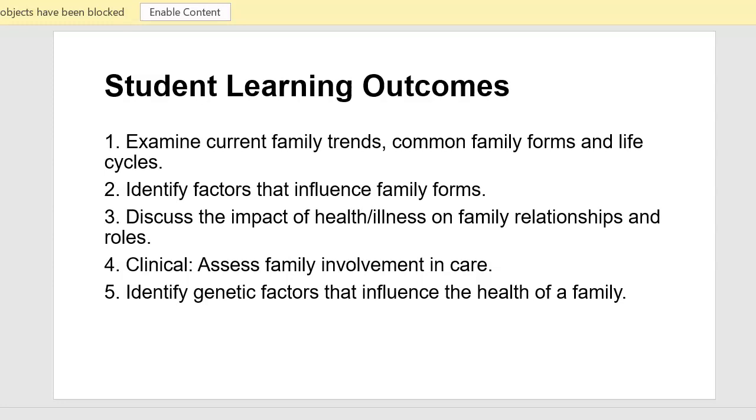So our outcomes today are to examine current family trends, common family forms, and life cycles, to identify factors that influence family forms, to discuss the impact of health and illness on family relationships and roles, and hopefully in clinical, you got a good start on being able to assess family involvement and care of the residents in the long-term care, and then to identify genetic factors that influence the health of a family.